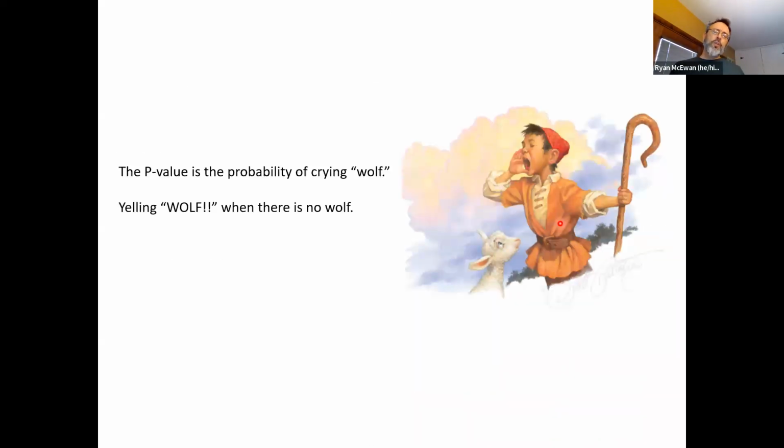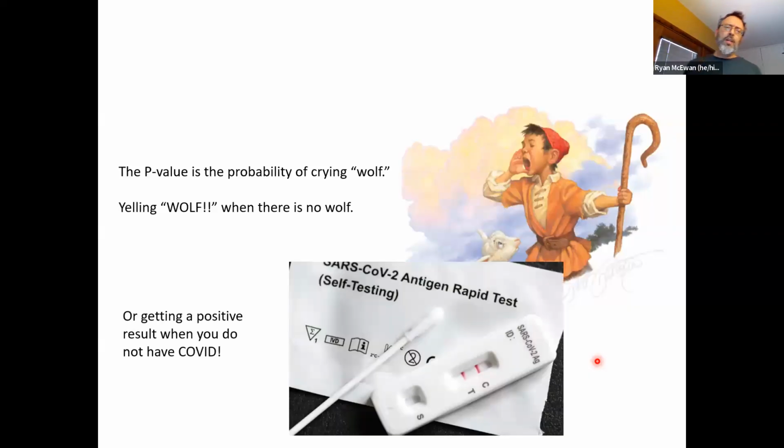Okay, so the way to explain it in class, I think, is that it's the probability of crying wolf. When you yell wolf and there's no wolf, that's the p-value basically. Another way of thinking about it is getting a positive result when you do not have COVID. That's a false positive result. What's kind of interesting is when I first taught this class, saying false positive result, students didn't know what that was. That's why I came up with this crying wolf thing. But now, so many people have taken tests that you probably know what that is, and I probably don't need the crying wolf anymore. Just say false positive result.